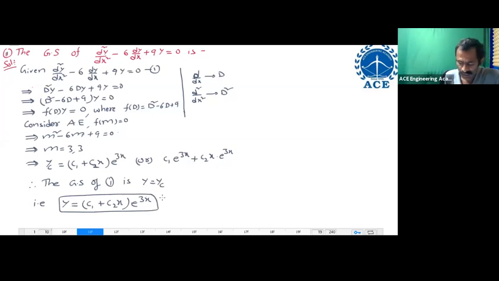That's it. It is a method. But in the examination, don't do all these things. In the examination, we do it like this only. For this problem, options will be given.